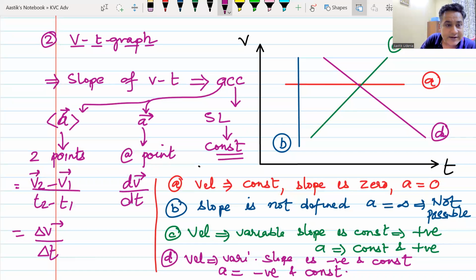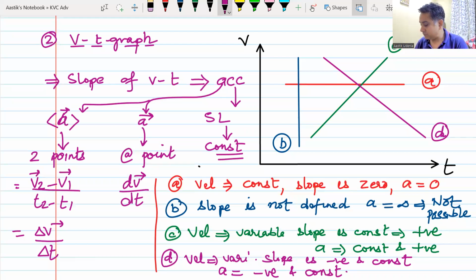What other thing can we calculate from a velocity time graph? Point number 2, what can we calculate from a velocity time graph? Remember, from a position time graph, we could only calculate the velocity and the position. Here, from the slope, we can calculate the acceleration. We can also find out the area.